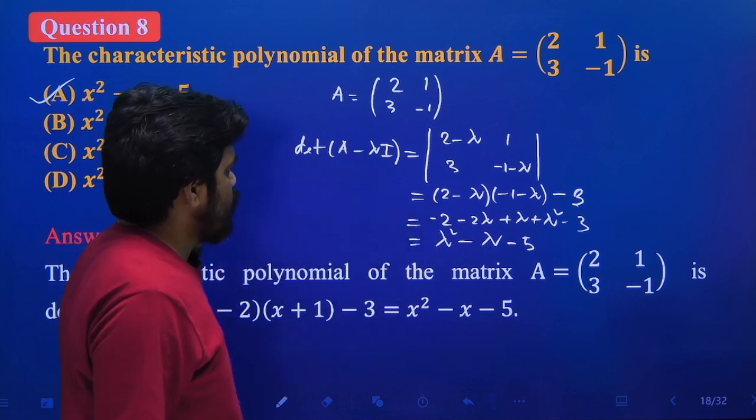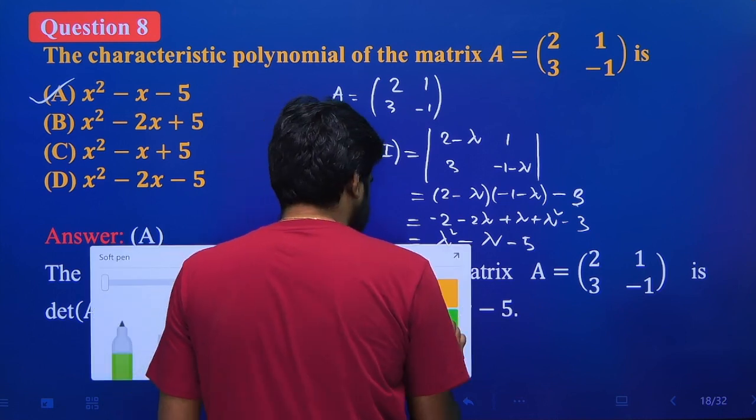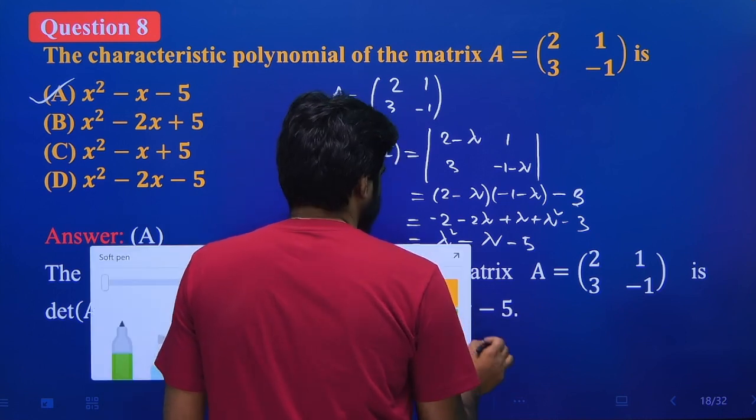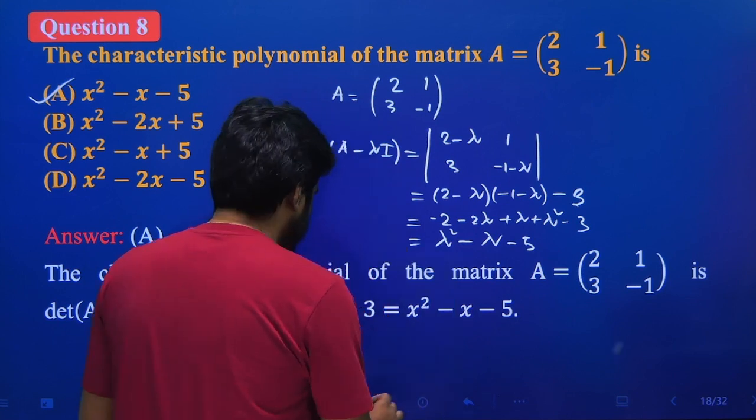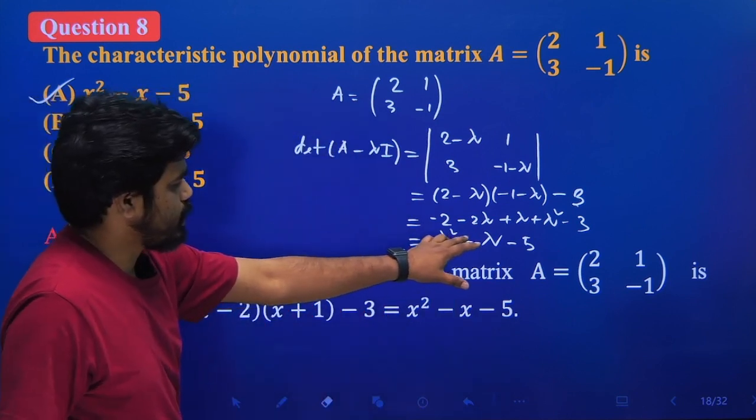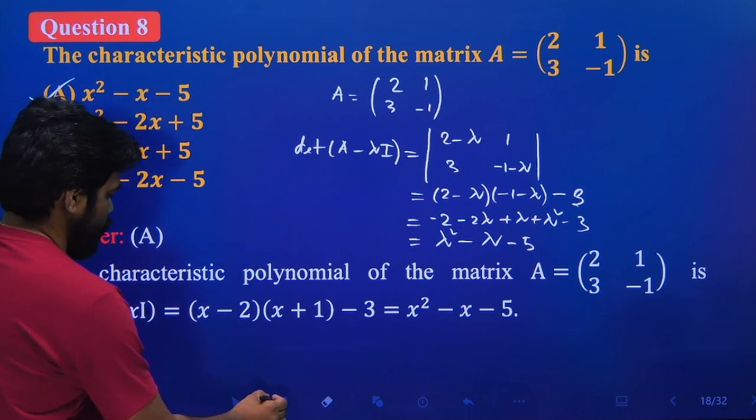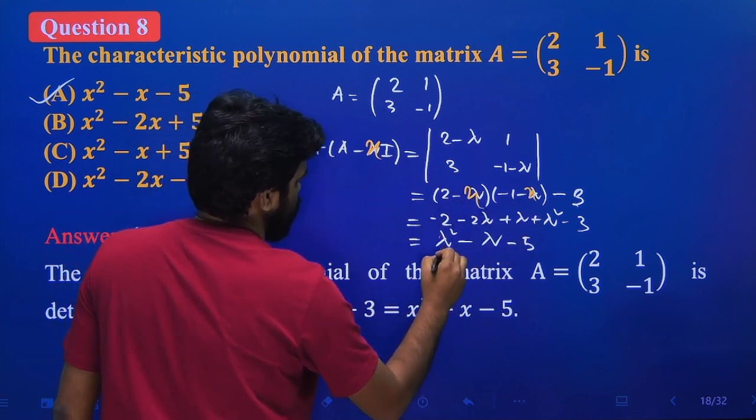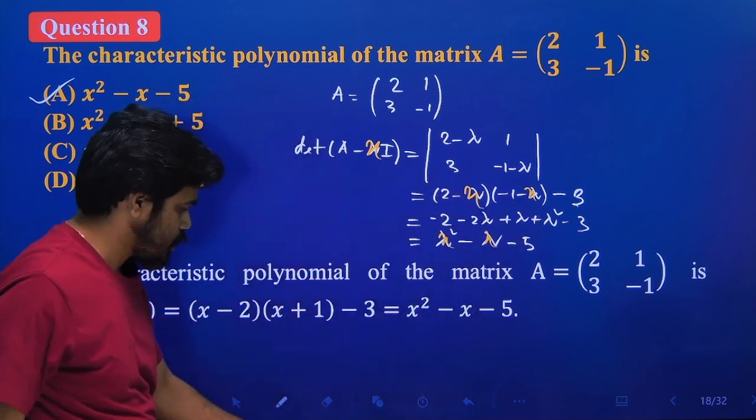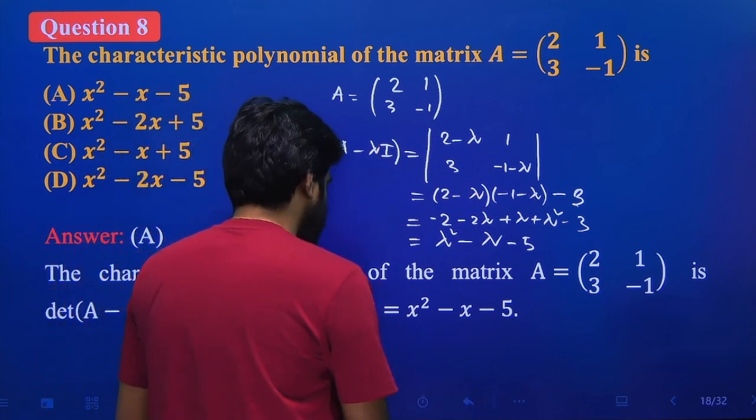Okay, you can solve this in an alternative way. Just you get this answer: lambda square minus lambda minus 5. Here it is given as x square minus x minus 5. So if we consider this as x, then this will be x, this will be x, this will be x. Okay, so there is an alternative method, you can solve this another way.